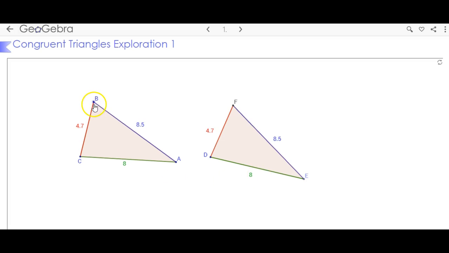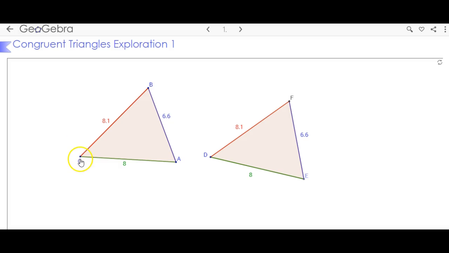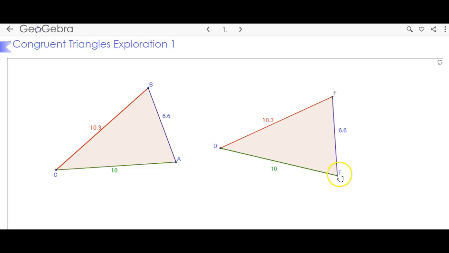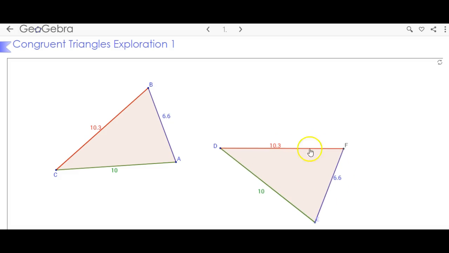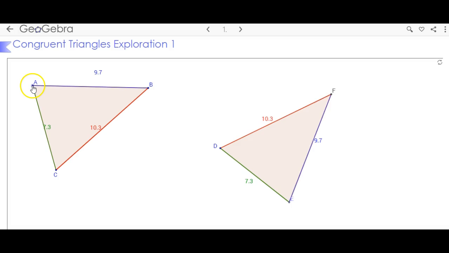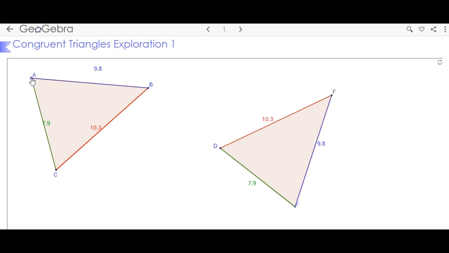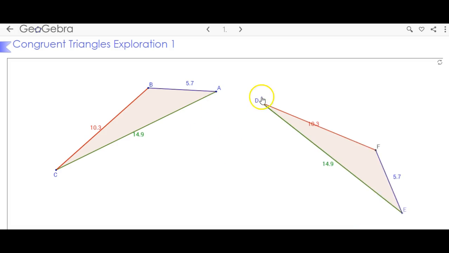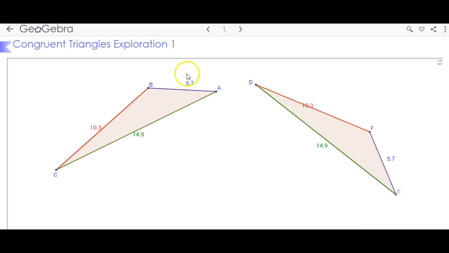It will be my job to try to move these triangles in any possible way so that the triangles are not shaded. And it does not look like that's possible. So I am going to imagine that no matter what, if all 3 sides are congruent to all 3 sides of a different triangle, those triangles are going to be congruent.